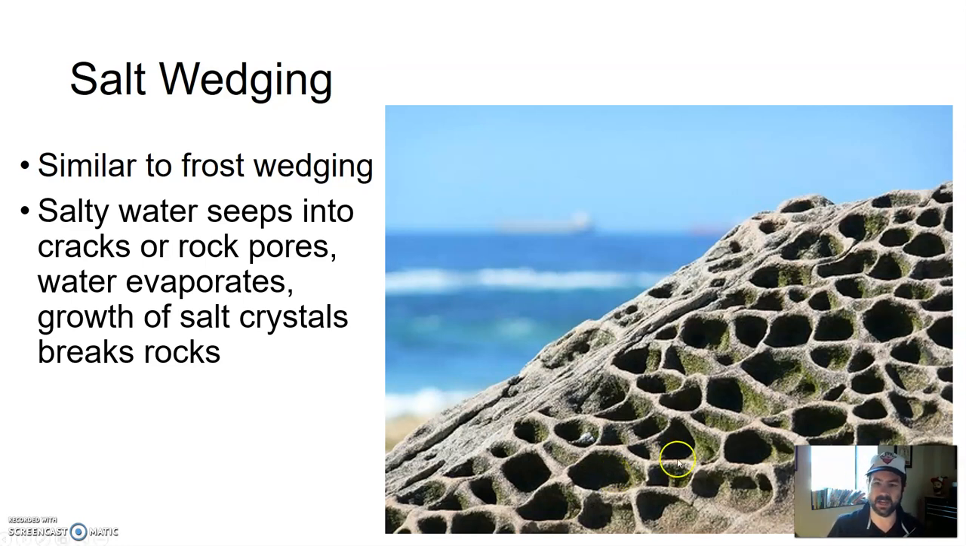And you can get this honeycomb pattern, and that's due to salt wedging, which is very similar, again, to, what the heck did we say? Frost wedging. So those are all mechanical weathering means. Something is physically causing the rock to break down, right? Water is causing it to break down. Salt is causing it to break off. Roots are causing it to break off. The rock itself, as it's expanding, is causing it to break off. So that's all physically done to these rocks to break them down into pieces, into sediment.